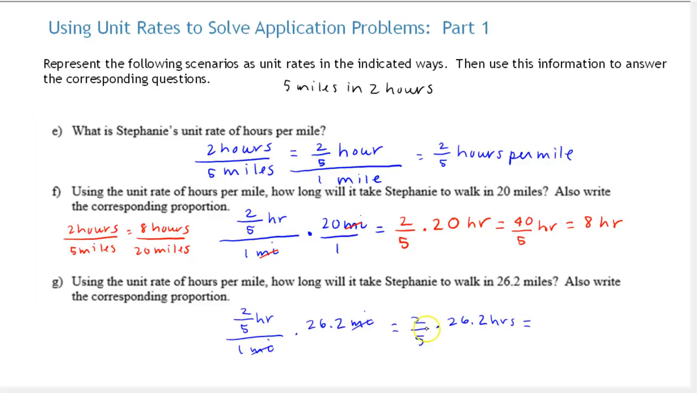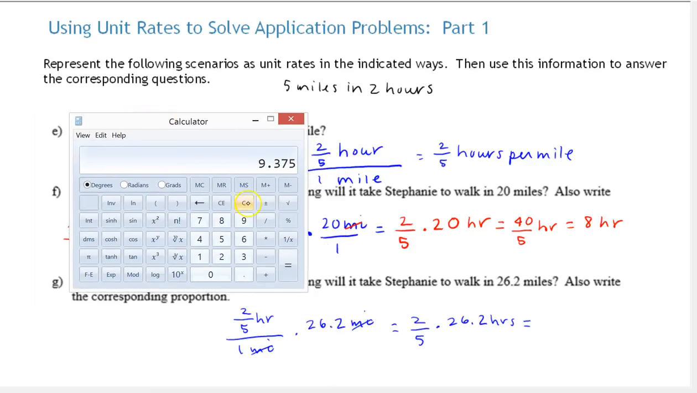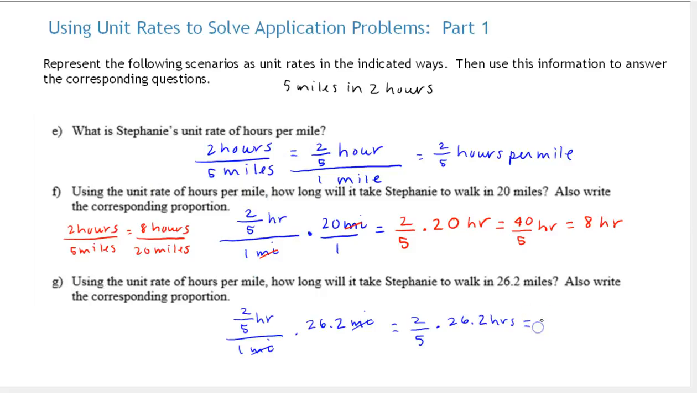And I'm going to do this on the calculator. So we'll change 2/5 to a decimal. It's 0.4, but I'm just going to do 2 divided by 5. I'll press equals. That gives me 0.4. And then I'll multiply that by 26.2, which is 10.48 hours. So it would take her about 10.5 hours to walk a marathon.